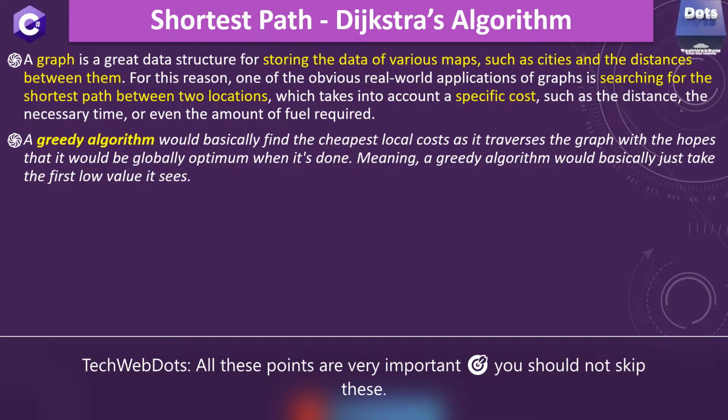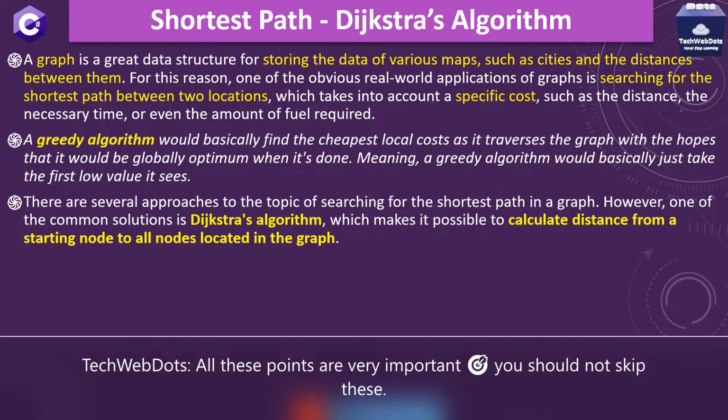And we know about greedy algorithm. I have also discussed this in my previous videos, and it basically finds the cheapest local cost as it traverses the graph, with the hope that it would be globally optimum when it's done. Meaning a greedy algorithm would basically just take the first low value it sees, right? There are several approaches to searching for the shortest path in a graph. However, one of the common solutions is Dijkstra algorithm, which makes it possible to calculate the distance from a starting node to all the nodes located in the graph.